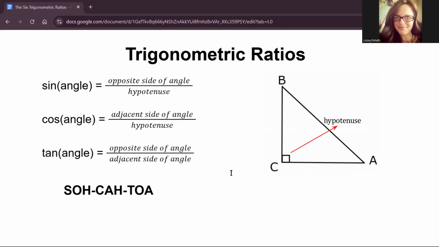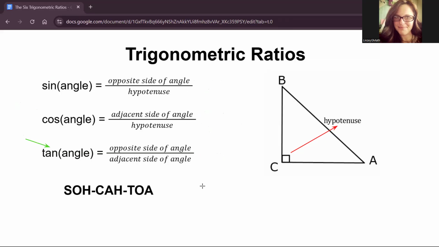Taking a look at our trig ratios, sine of an angle is equal to the ratio of the opposite side of that angle over the hypotenuse. Cosine of an angle is equal to the ratio of the adjacent side of that angle over the hypotenuse. And tangent of an angle is equal to the opposite side of that angle over the adjacent side of that angle.